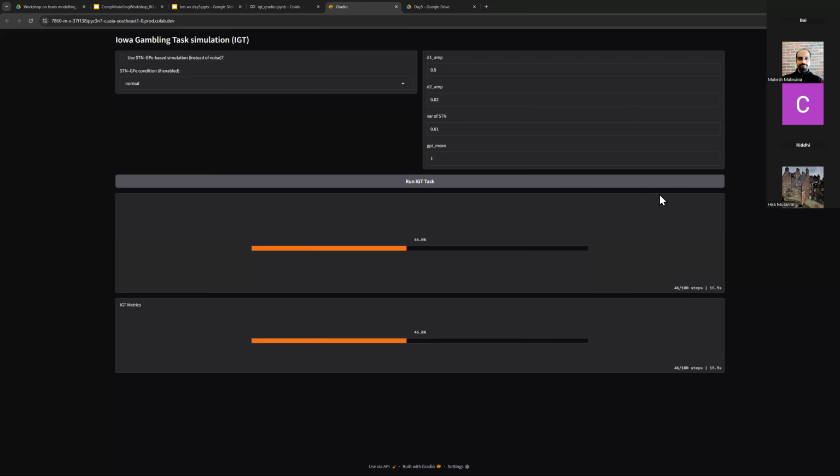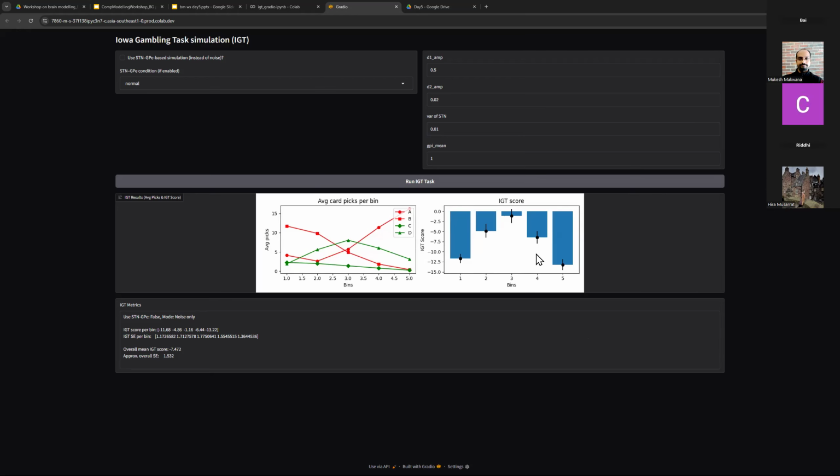Okay, very bad. So our score is somewhere like minus 12.5 or minus 13.22. You can look at the IGT metric there. It'll give that last bin score also. Minus 13. We can note it down in your slide also, for variance of 0.01.